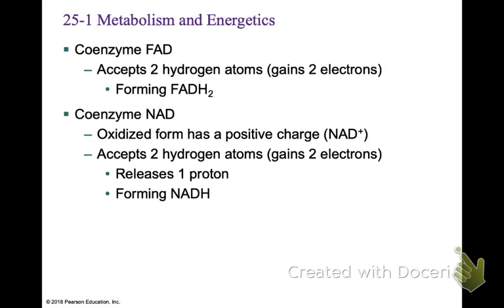FAD, which is made from the B vitamin riboflavin, can carry two hydrogen ions and two electrons, the hydrogen atoms, and form something called FADH2. In other words, it's just combining with two hydrogens. NAD, which is formed from the B vitamin niacin, in its oxidized form has a positive charge, so even though it picks up two electrons and forms NADH, there's an extra little hydrogen that's going to go along with it. So each of these technically can move two hydrogens, that's two hydrogen ions and two electrons, from one set of reactions to another.